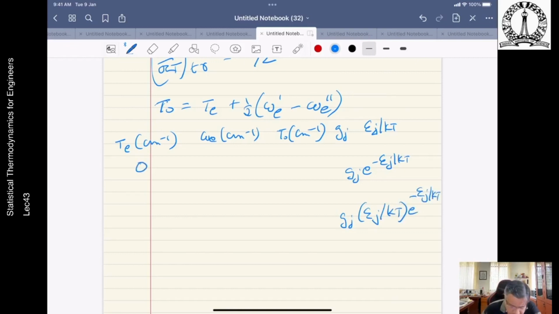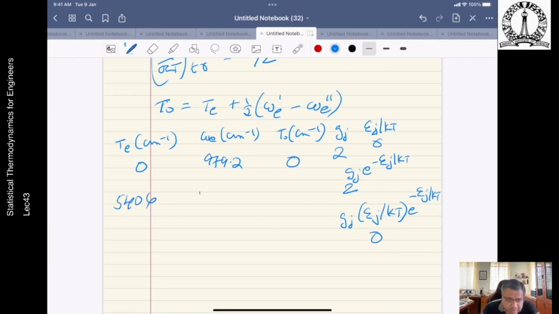Okay, so this is 0. This is 979.2. T naught is 0. The degeneracy is equal to 1. Dj is equal to 0. And then Gj by this is equal to 2. And this is equal to 0 once again. Then, of course, the second one, 5046.